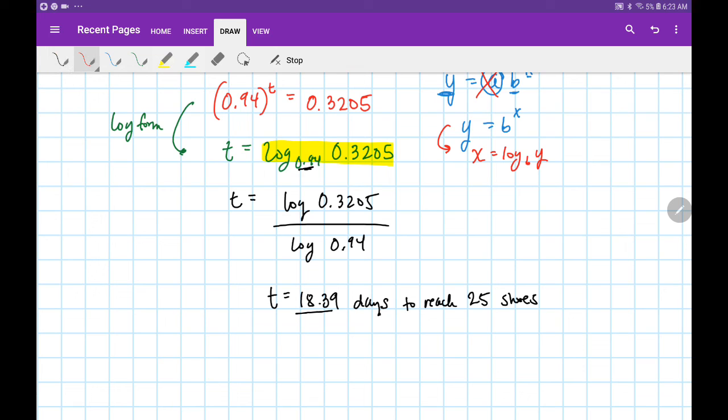Now, it doesn't really make sense to say 18.39 days, so let's just say on the 18th day he won't be ready, so then on day 19 he can definitely get another pair because he'll have reached 25 shoes.